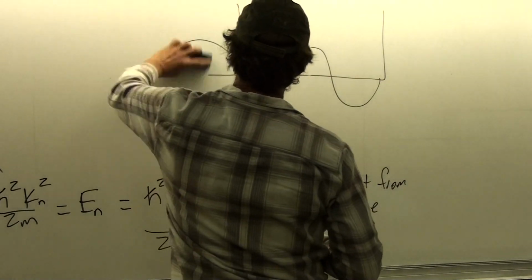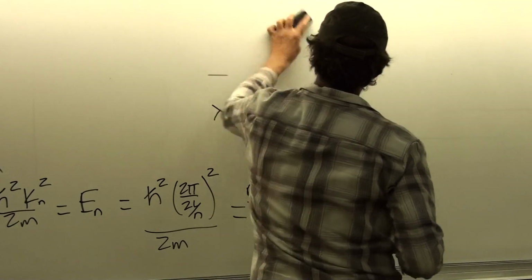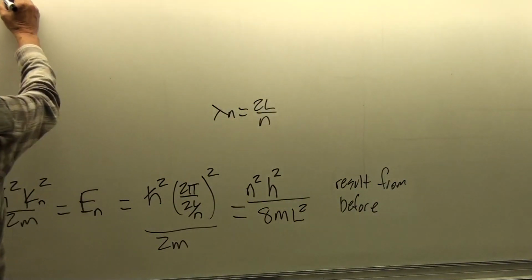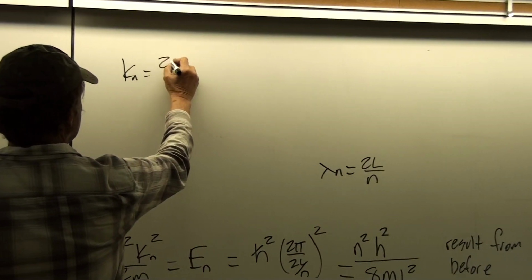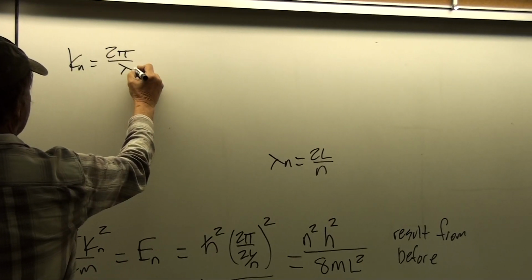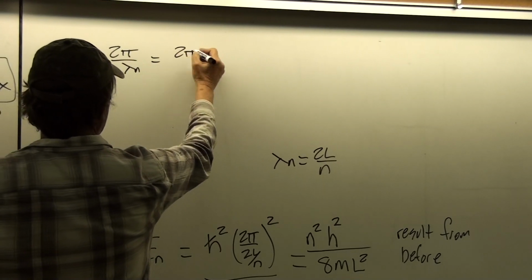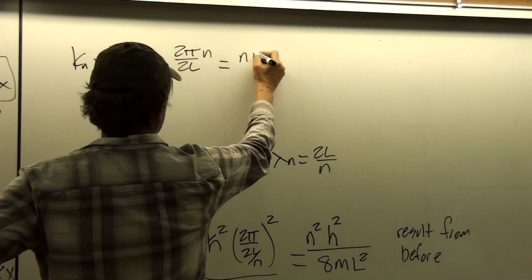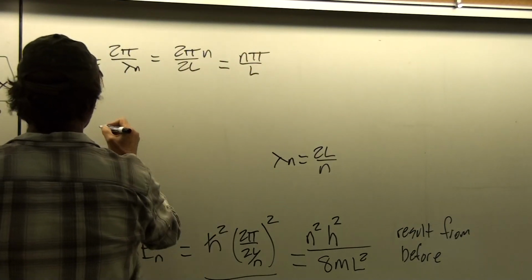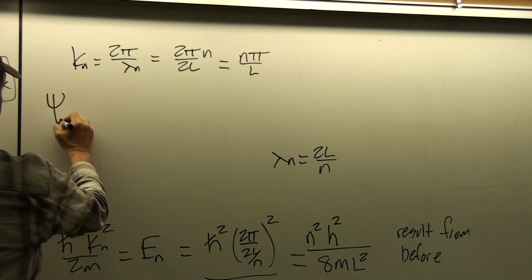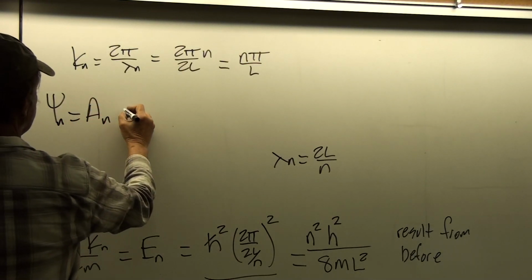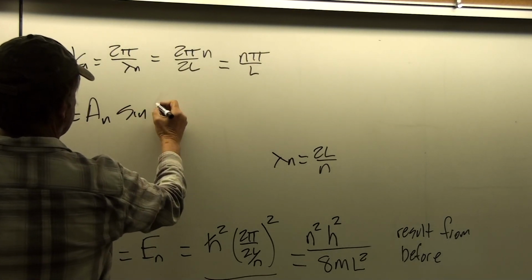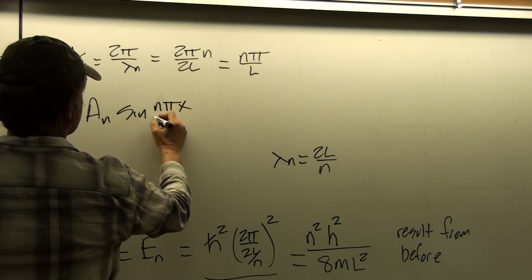Now what about the wave function itself? Can we go into more detail about what k_n is equal to? Well, k_n is equal to 2 pi over lambda_n. So that's 2 pi divided by 2L over n. So that's just equal to n pi over L. So we can rewrite then that psi_n is equal to A_n times the sine of n pi x over L.